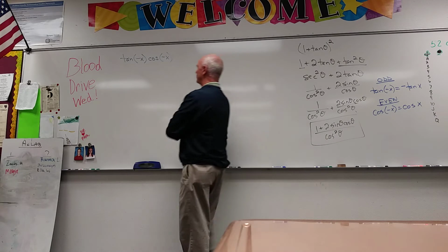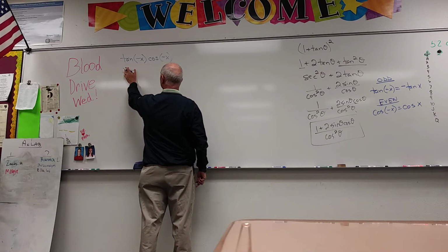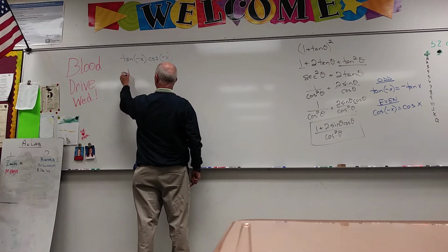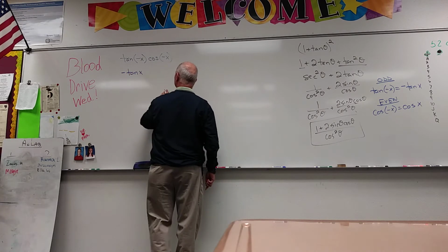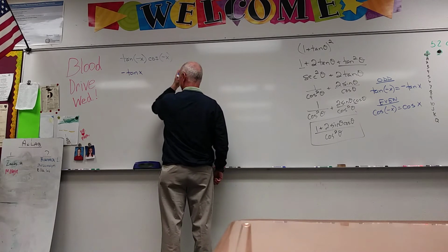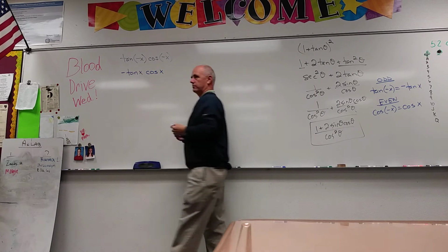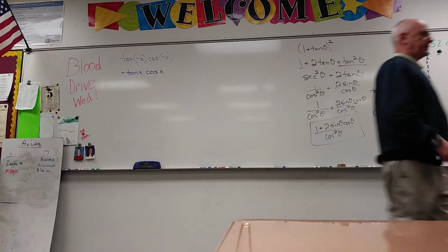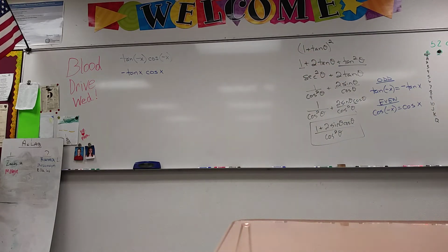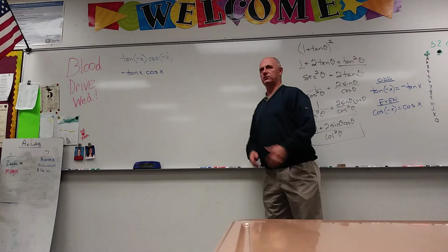Let's use the odd-even function thing here. So what can we write? Negative tangent of x times cosine of x. So we took tan of negative x and turned it into negative tan of x. And we took cosine of negative x, because it's even, and just said that's exactly the same as cosine of x. Does that make sense? So that's where knowing the odd-even function thing makes a difference.